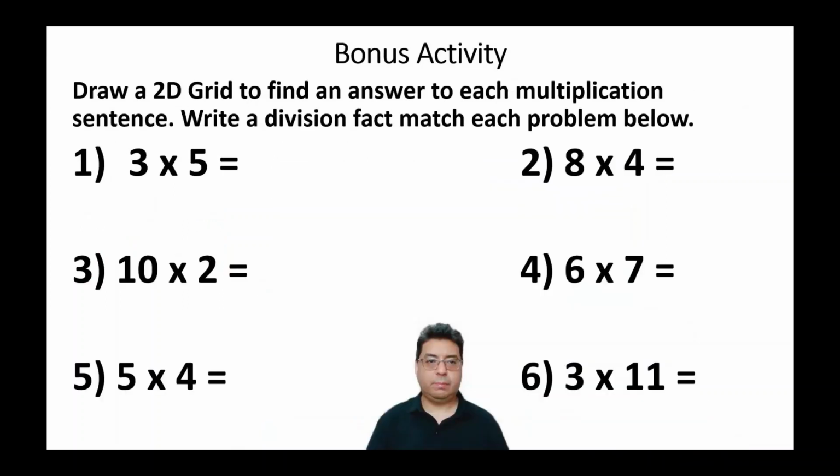So here are the 6 problems that you're going to use. And again, just like with the example, you're just going to draw a 2D grid to find the answer to each multiplication sentence, then write a division fact to match each problem below. Okay, so just like what you saw with the example, I want you to do the same thing for this part.